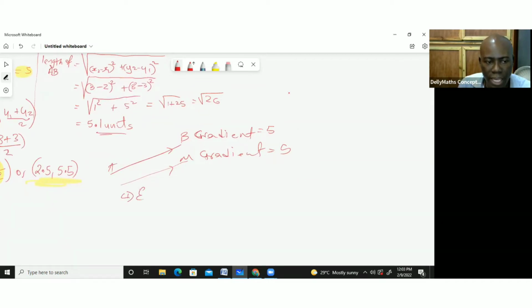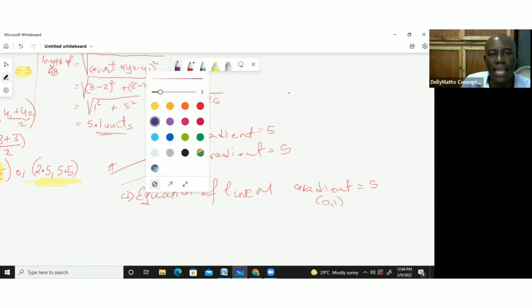We're writing the equation of line M. Now we found out that the gradient of line M is 5 because it's parallel. So then the point that it passes through was (0, 1). So when we know the gradient and a point, we can easily navigate and move on from there.